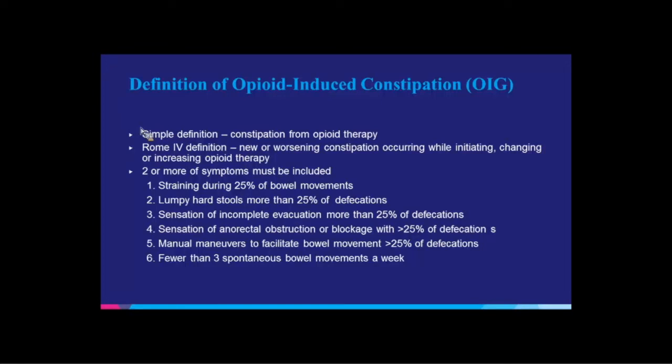The more complex Rome 4 definition is new or worsening constipation occurring while initiating, changing, or increasing opioid therapy. So do you have two or more of the symptoms? 25% of the time are you straining? Do you have lumpy hard stools, incomplete feeling of evacuation, anorectal obstruction or blockage 25% of the time? You need some manual maneuvers to get it out. Or do you have fewer than 3 spontaneous bowel movements a week?